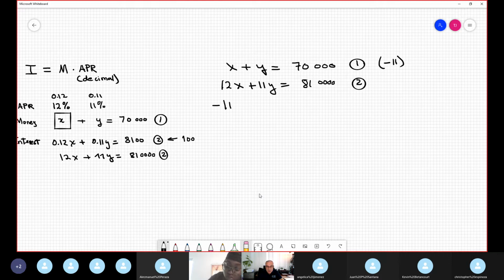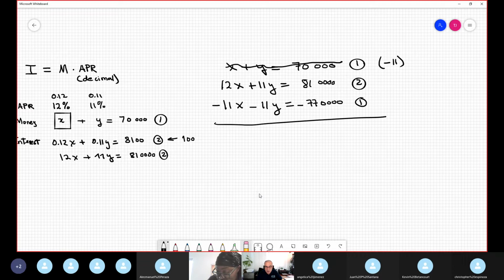So it's negative 11X minus 11Y is equal to negative 11 times 70,000. Multiply by 11, and the answer is negative 770,000. This is my new equation 1, after the multiplication by negative 11. Basically, I ignore temporarily this equation. I focus on the new equation 1 and equation 2.